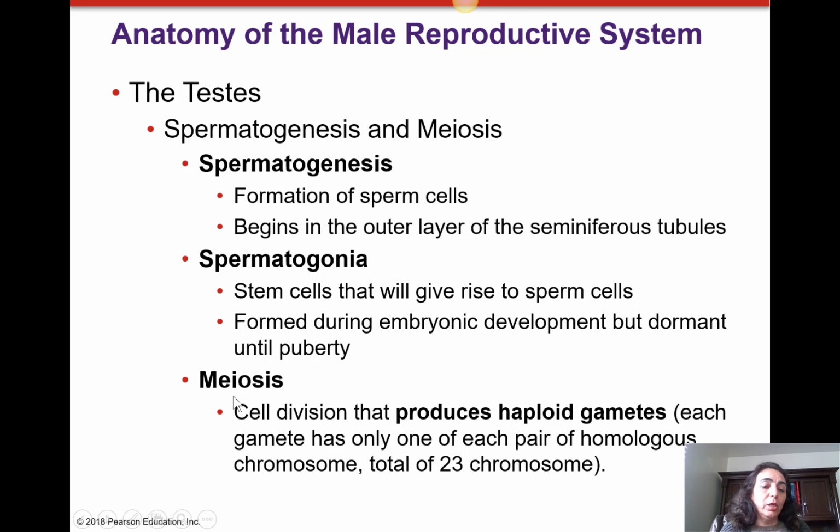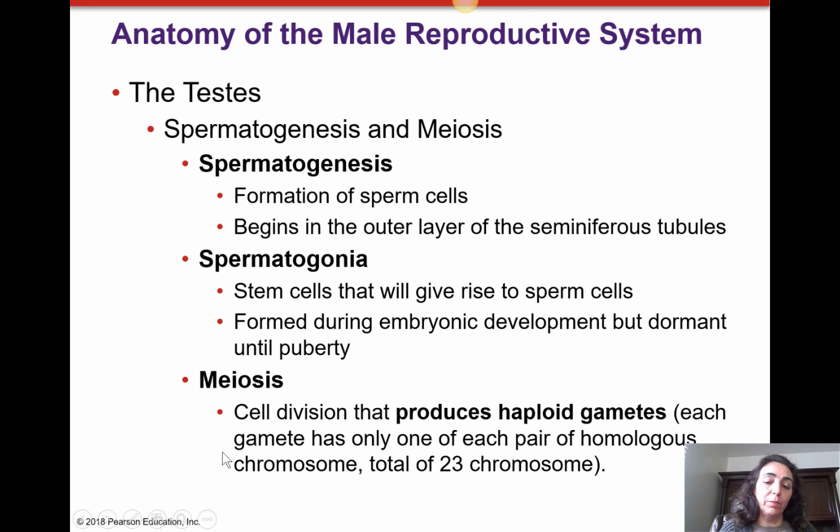And just again defining meiosis, that is a cell division that produces haploid gametes. Gametes, as we said, are sex cells, and they have half of the chromosomes of the somatic cells. So somatic cells are considered diploid cells. The gametes, like the sperm and oocytes, are considered haploid cells.